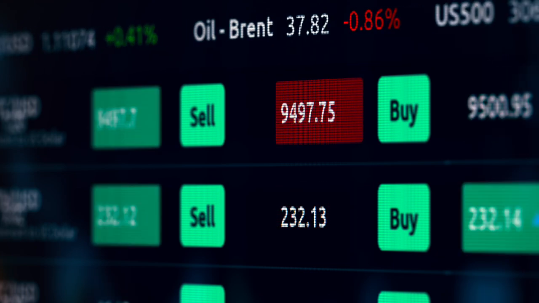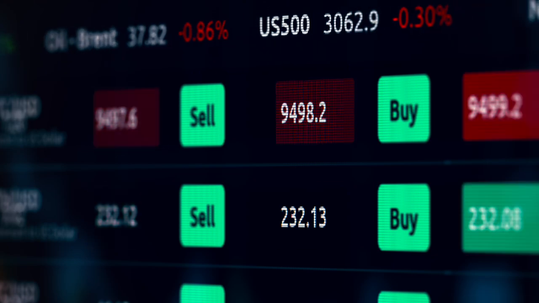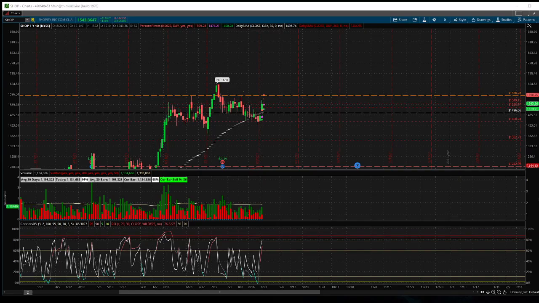Let's get right into the technical analysis for Shopify, August the 24th. First, let's take a look at the daily chart here. Shopify today had a gap up. It ended the day yesterday at around 1481, and it gapped up today about a $30 gap up at 1508, 1510, and then it went all the way to the high of the day of 1563.